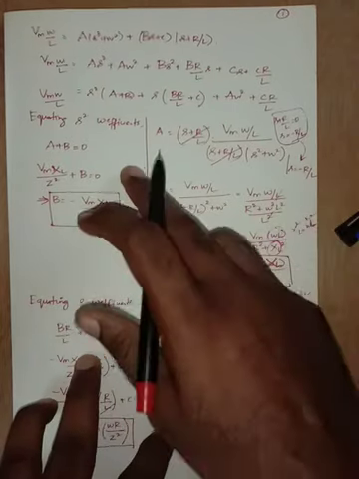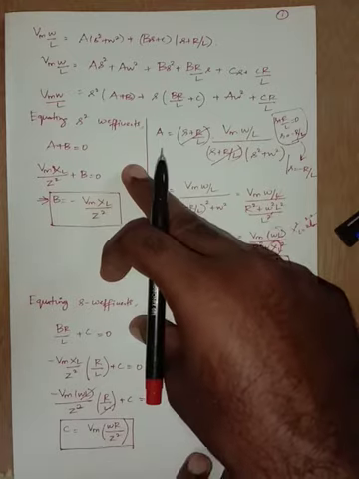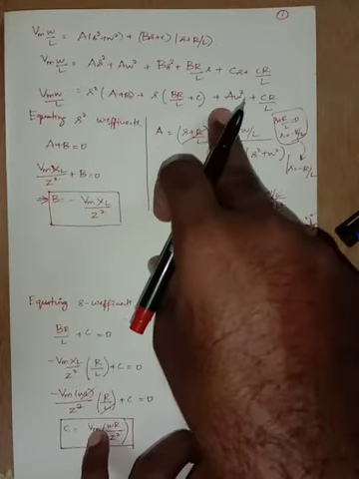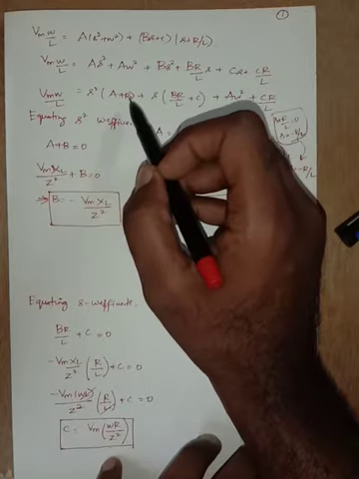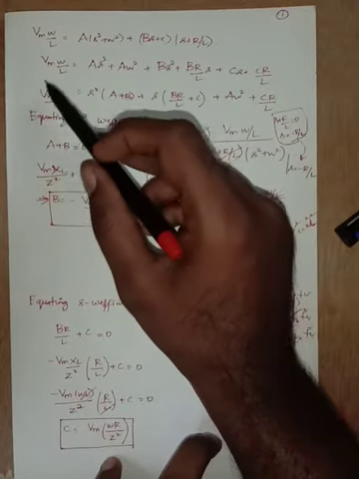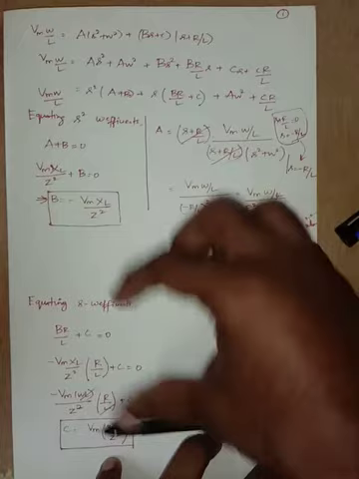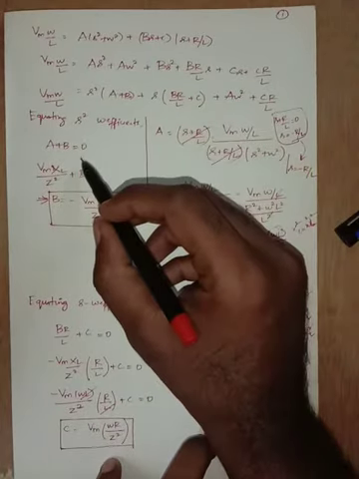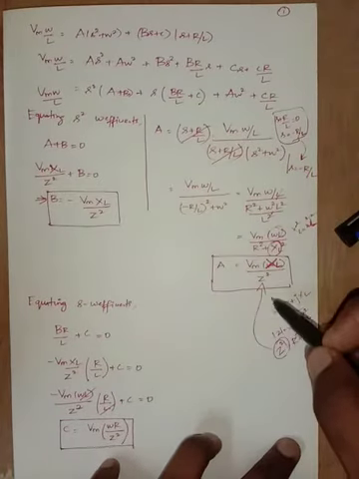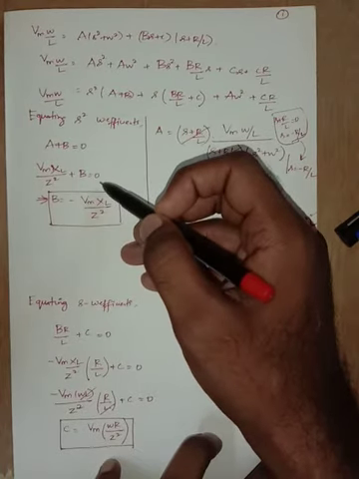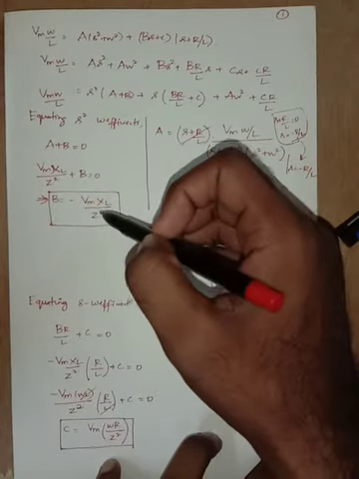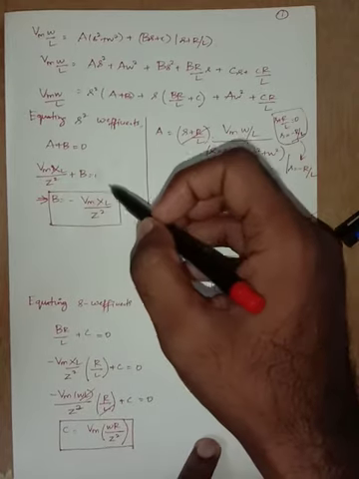Now we'll equate the coefficients and find the other values B and C. From this equation, I can equate the coefficients of s square. So A plus B is equal to 0, since on the left hand side we don't have any coefficient of s square. In terms of A, I will substitute the value I've got, Vm XL by Z square. So Vm XL by Z square plus B is equal to 0, so B is equal to minus Vm XL by Z square. This is the value of B.